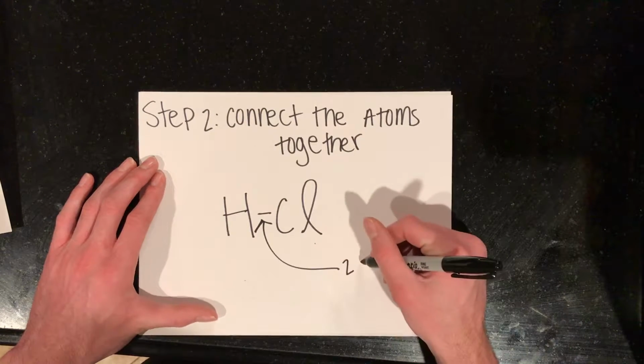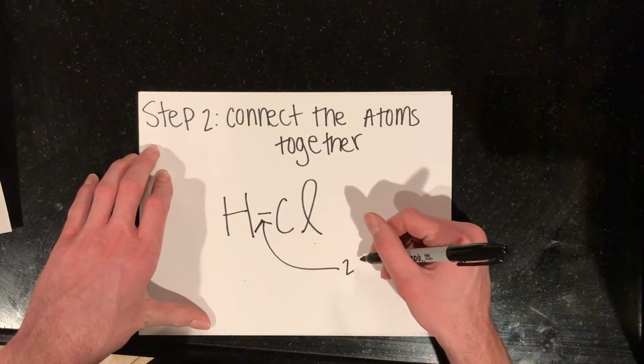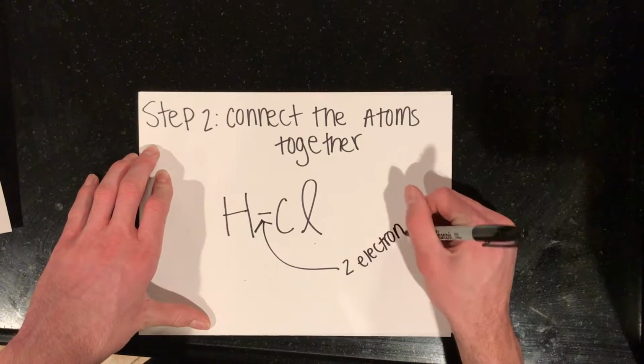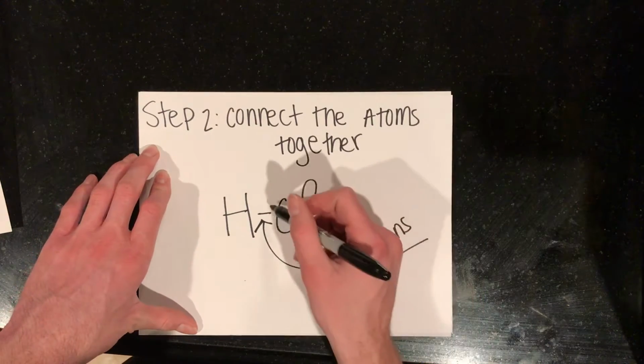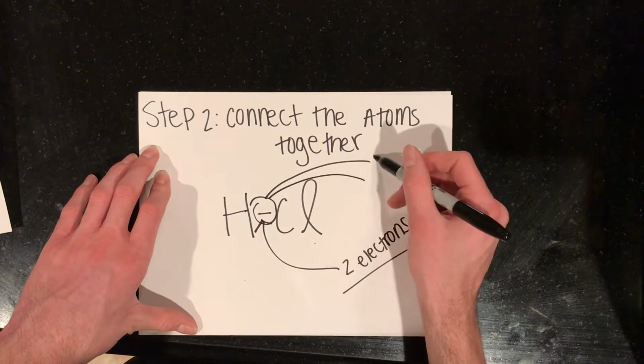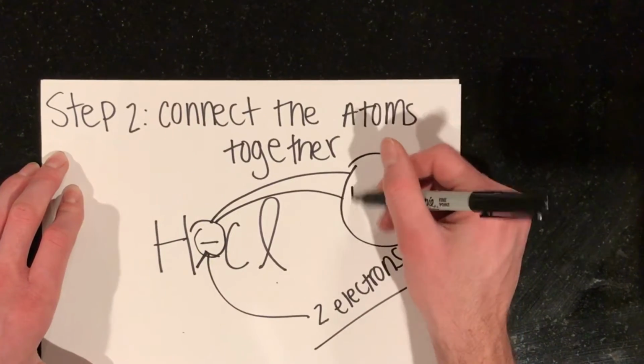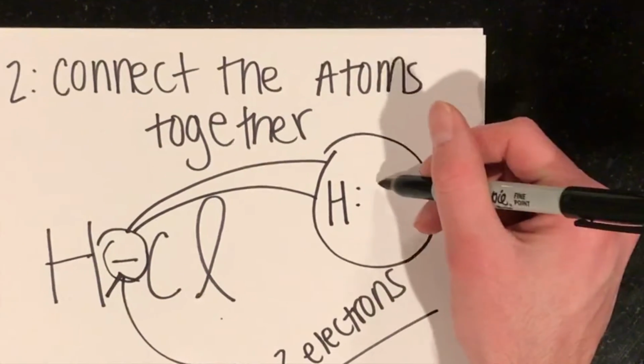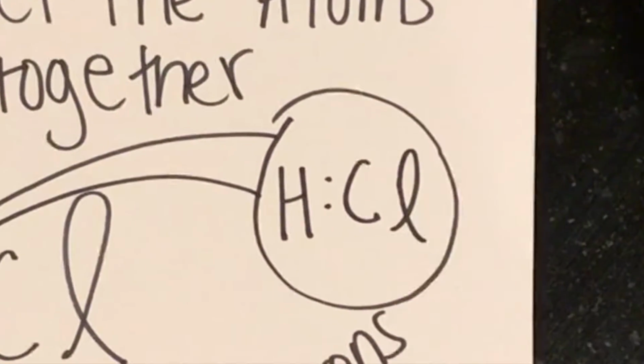In this example, hydrogen and chlorine get connected. That line represents the 2 electrons that are connecting the 2 atoms together. Each one of these electrons came from each one of the atoms, one from hydrogen and one from chlorine.